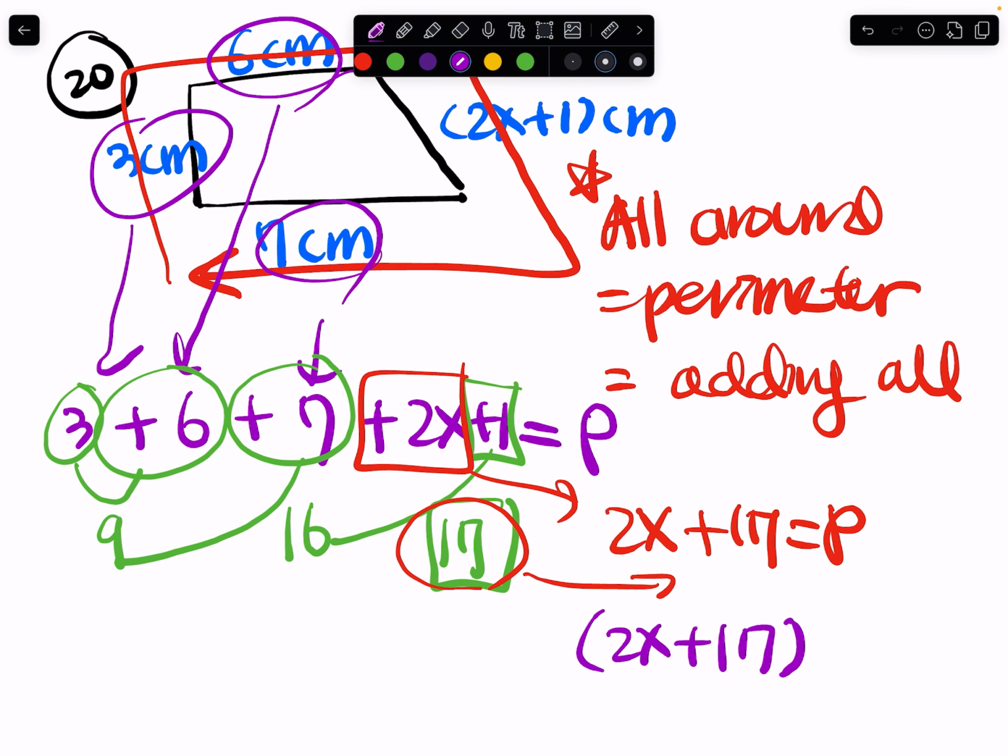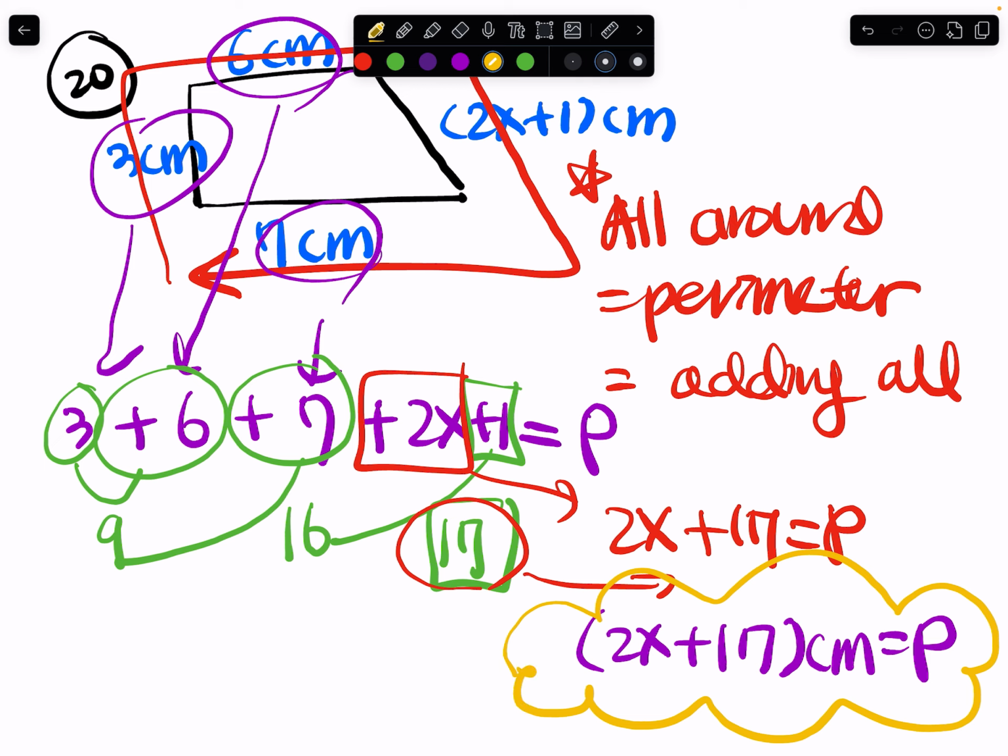Yeah, I'm almost done. 2x plus 17 centimeters is your perimeter. That's your answer. Yeah! Good job.